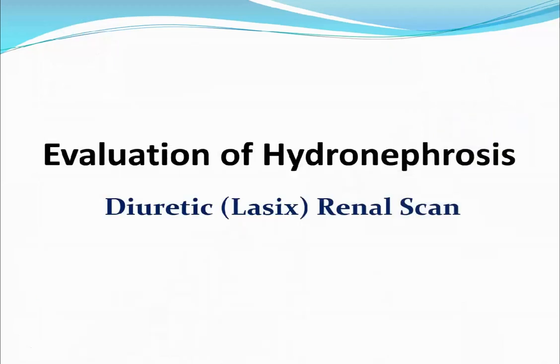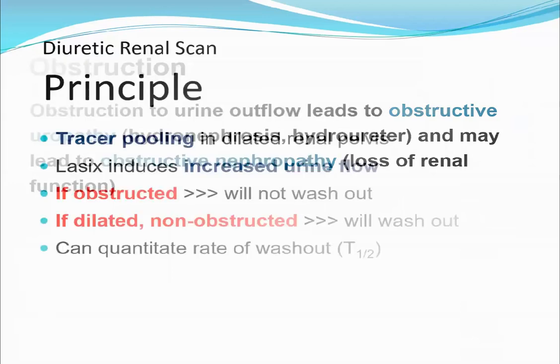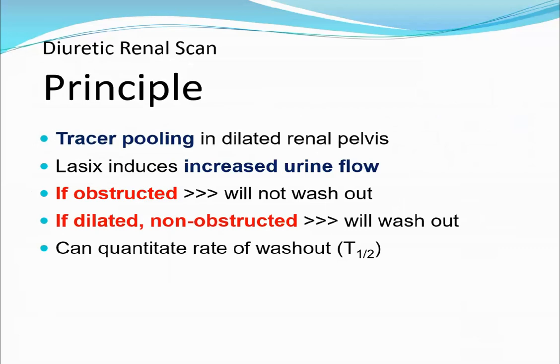Now, another point: evaluation of hydronephrosis or detection of obstruction. Obstruction to urine outflow leads to obstructive uropathy, which leads to obstructive nephropathy if neglected. Tracer pooling in dilated renal pelvis. When we inject Lasix, it induces increased urine flow. If obstructed, it will not wash out. If dilated, non-obstructed, it will wash out.